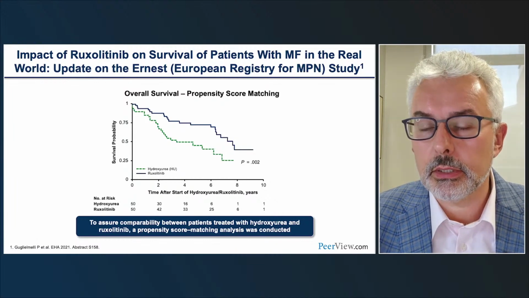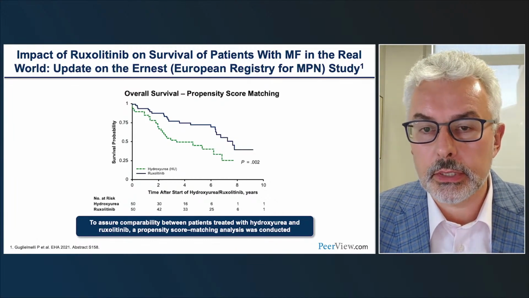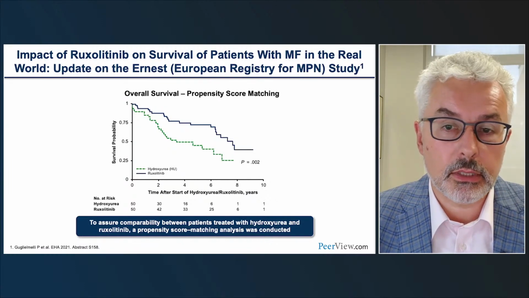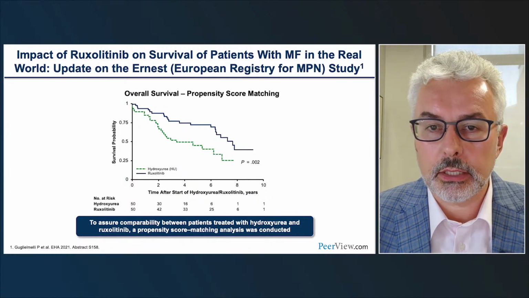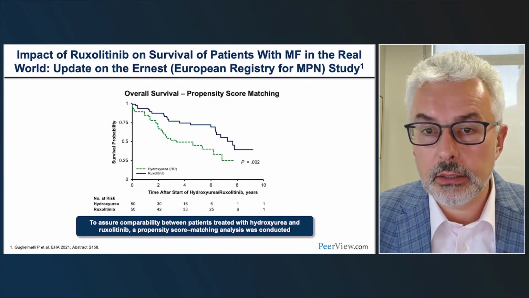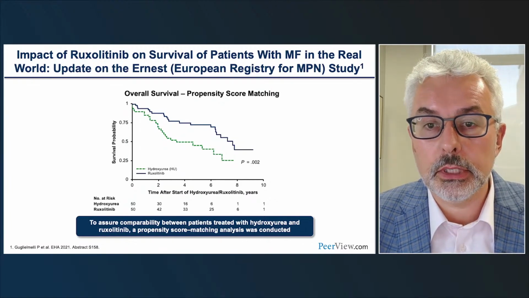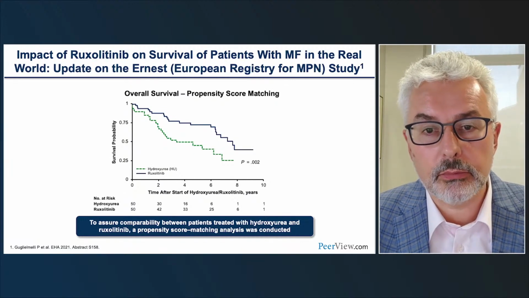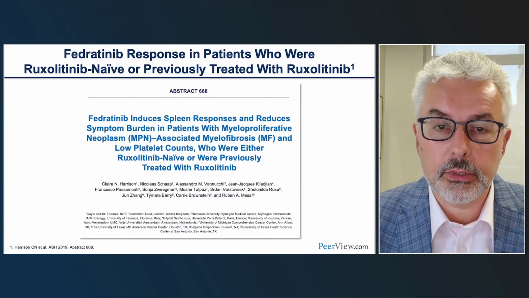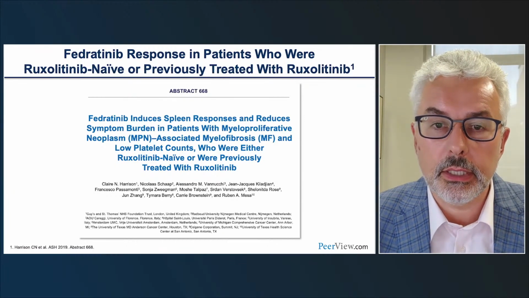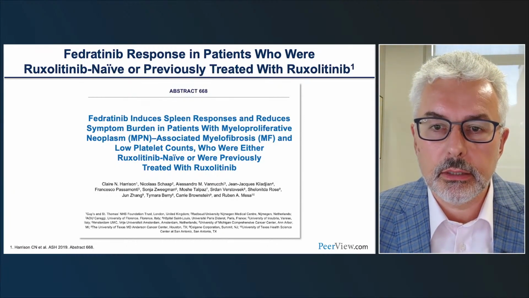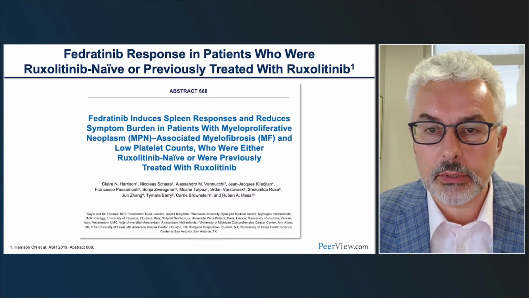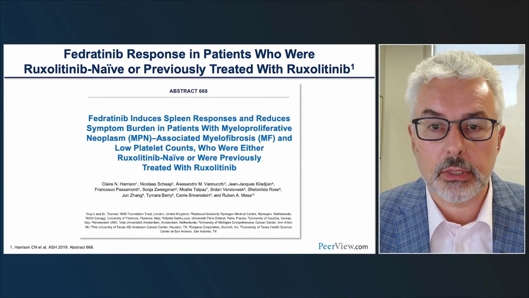So more information is coming from federal registries and observational studies on that survival benefit, which I would like to see obviously in almost every patient I treat with JAK inhibitors, and it is tied through multiple sources to a degree of spleen reduction. Now, fedratinib was approved a couple of years ago, so let's not forget about fedratinib activity in patients with low platelets who were either ruxolitinib naive or were previously treated with ruxolitinib. So let's take a look at these particular results as well.